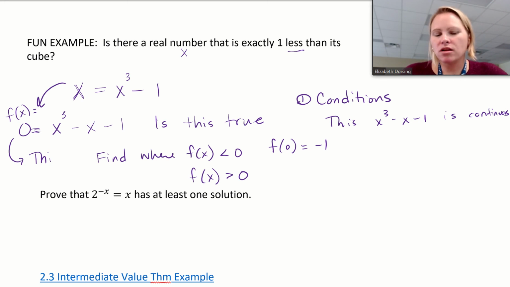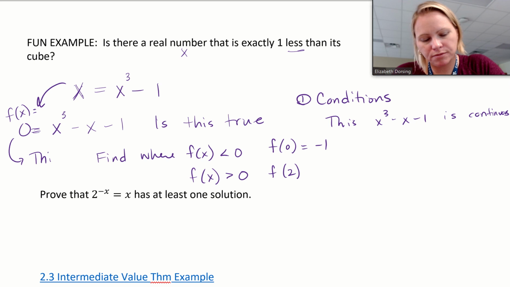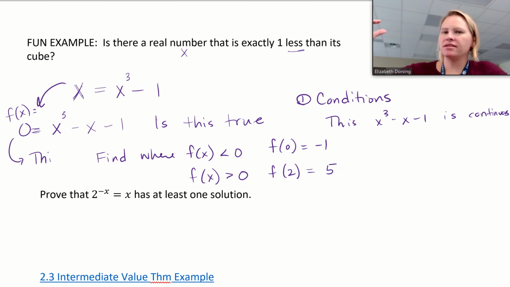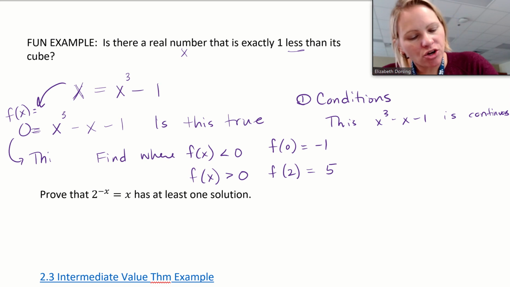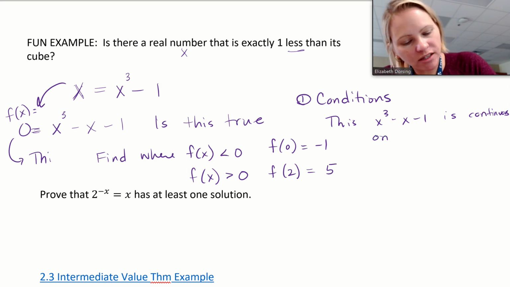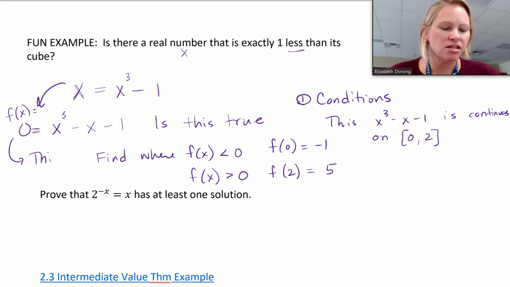Now I'm going to find one where I'm going to be positive, and I'm going to plug in 2, f of 2. Well, that's 8 minus 2 minus 1, that's just going to be 5. I've shown that I've gone from negative to positive, and I'm going to show that this is a continuous function on the interval 0 to 2. Those are the values that I chose. This is a continuous function on the interval 0 to 2.